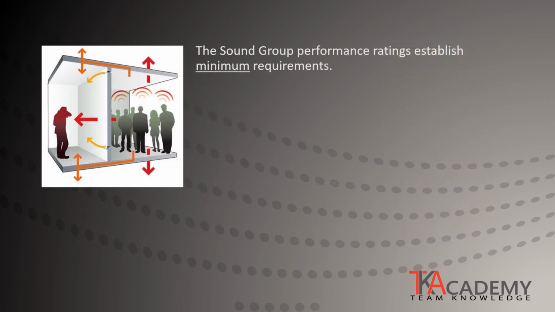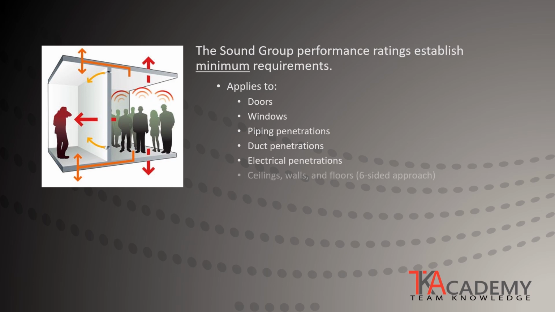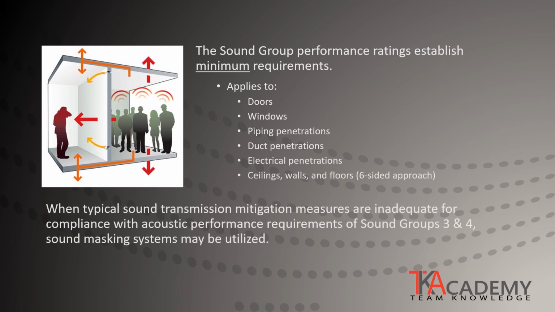The sound group ratings are used to establish minimum performance requirements. The sound group ratings apply to doors, windows, piping, duct, and electrical penetrations for all 6 sides of the SCIF perimeter enclosure. When typical sound transmission mitigation measures are inadequate for compliance with acoustic performance requirements of Sound Groups 3 and 4, then sound masking systems may be utilized.